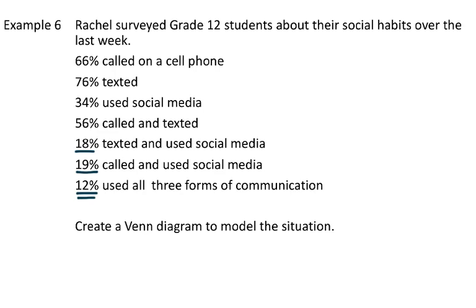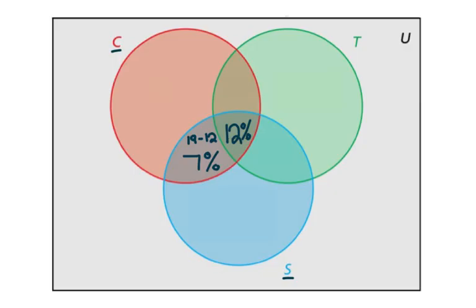18% texted and used social media. That is the intersection between T and S. That would be this intersection here. We've already assigned 12% in, so to figure out what needs to go in just that intersection would be the 18 that we need to fit, minus the 12% we've already assigned, so 6%.